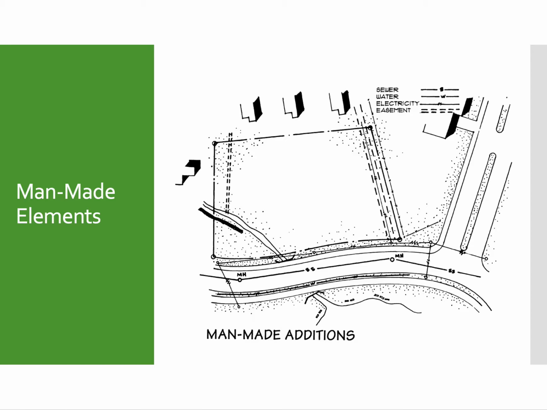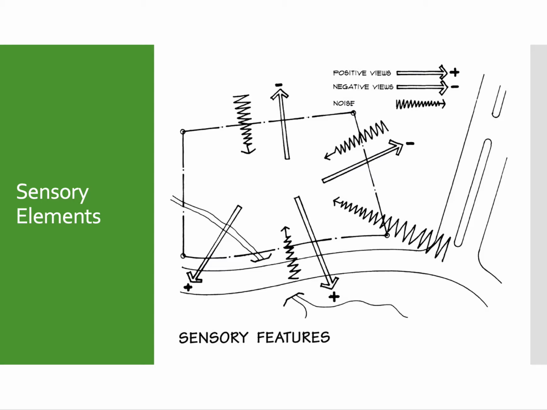What are the man-made elements that are on our site? Where's the sewer? Where's the water? Electricity? What's the easement? What about sensory features? What views are positive? What views are negative? Right? You want to know if you're standing on a site and you see something unattractive, what are you going to do to mitigate that?